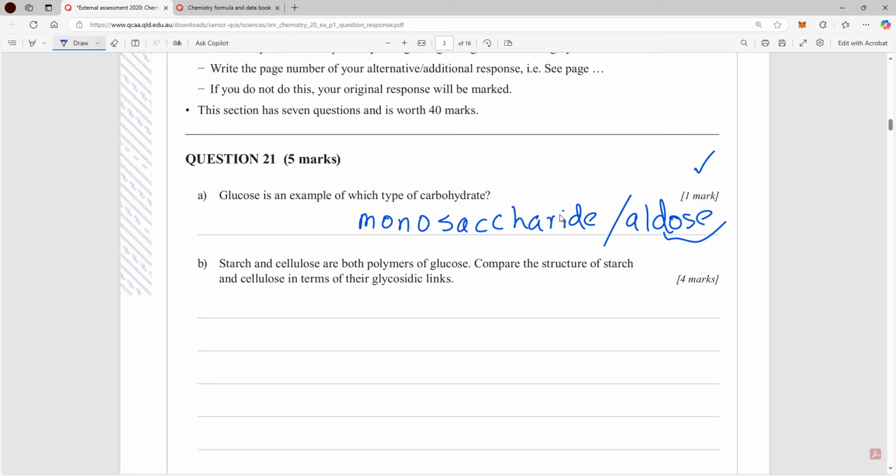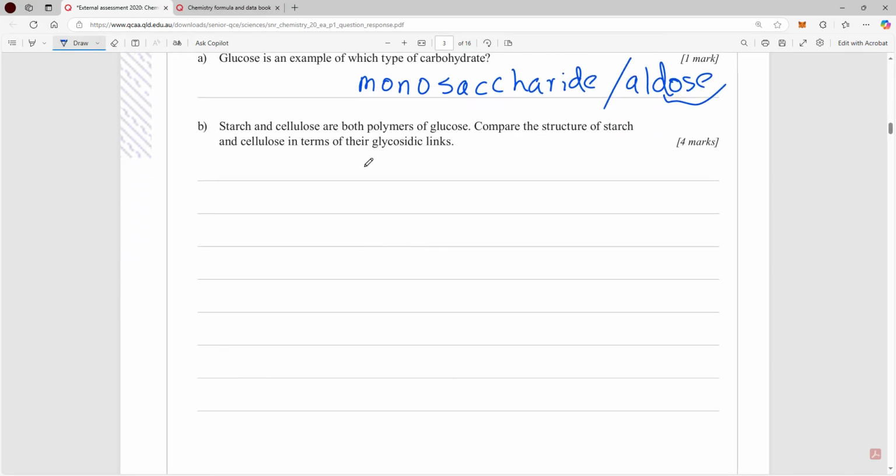Alright, question B. Starch and cellulose are both polymers of glucose. Compare the structures of starch and cellulose in terms of their glycosidic links. So here we need to know what they look like. Now, starch and cellulose are what we call polysaccharides. So poly pretty much means more than one sugar. So they're really big long chains of glucose joined together. Now, the only difference between the two of them is what type of glucose is used.